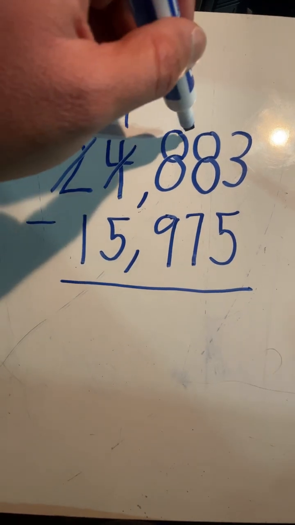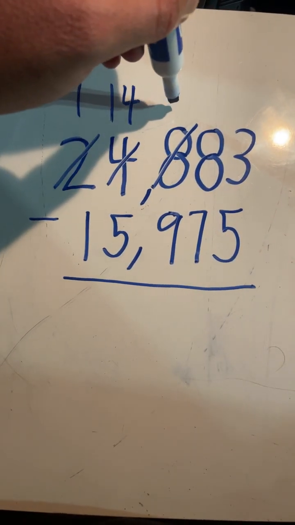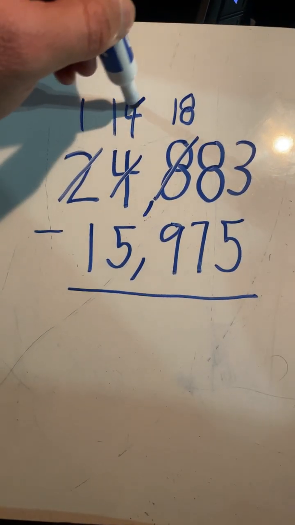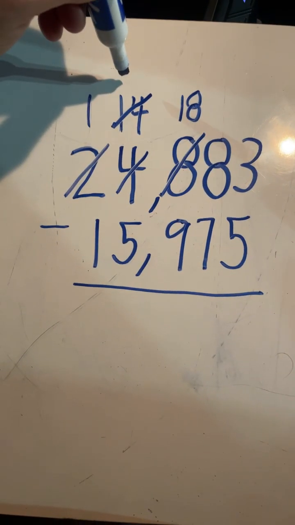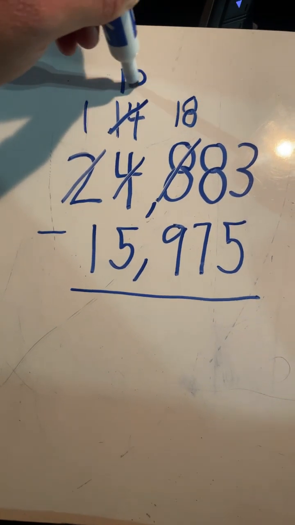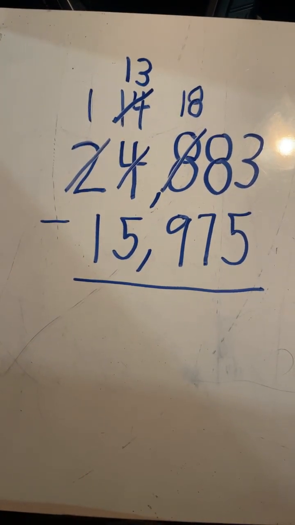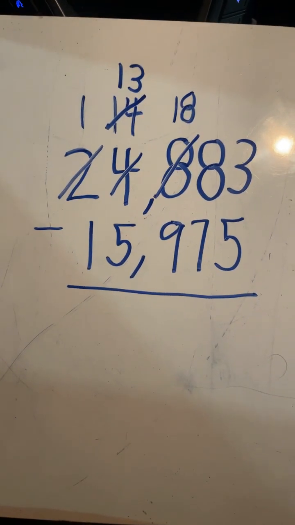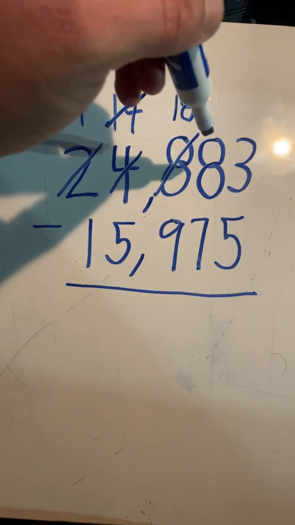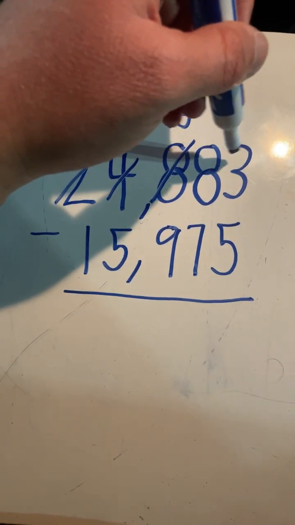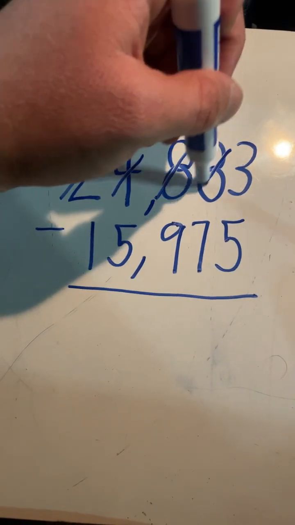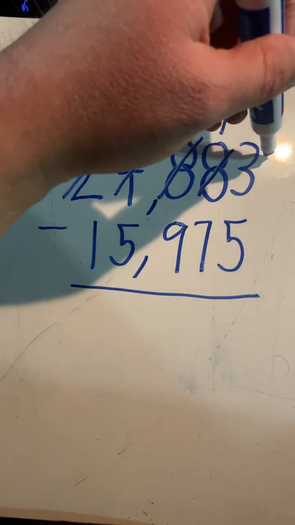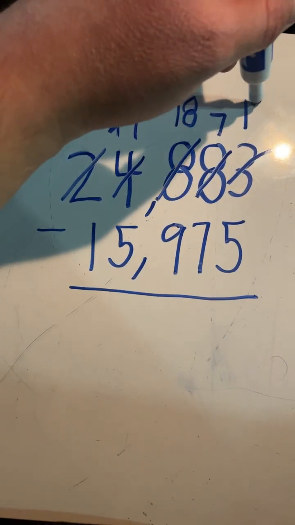So now we're in the hundreds place. I'm going to add a 10. That 8 is going to become an 18. And then the 14, we have to take away 1 because that's where we're taking the 10 from, is going to become a 13. Now going to the ones place, we're going to take a 10 from the tens place, so the 8's going to become a 7. The 3 is going to become a 13.